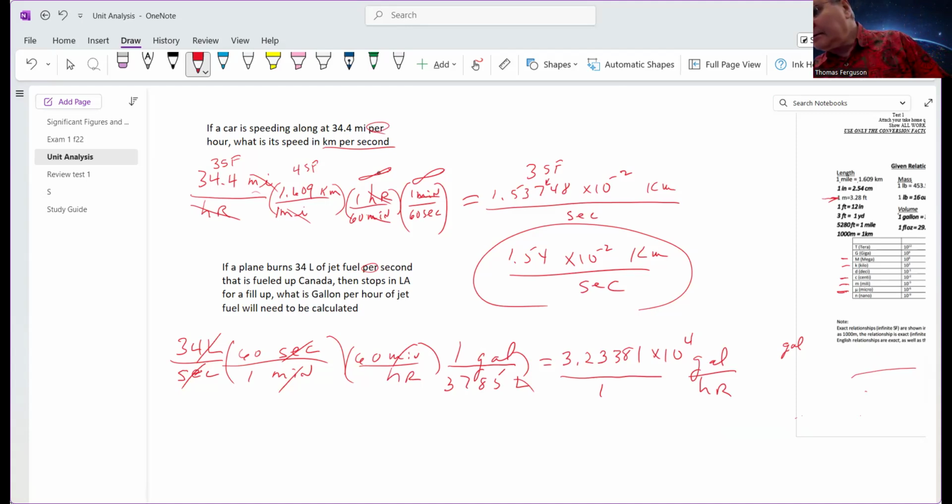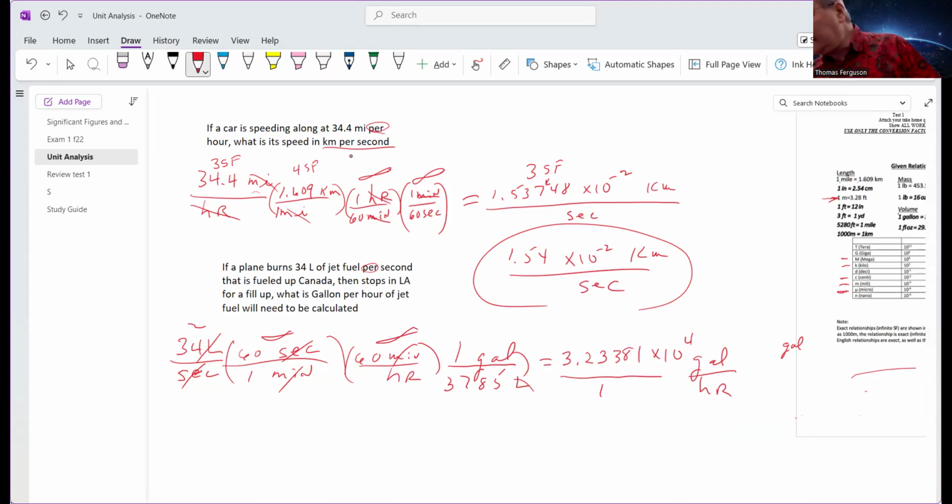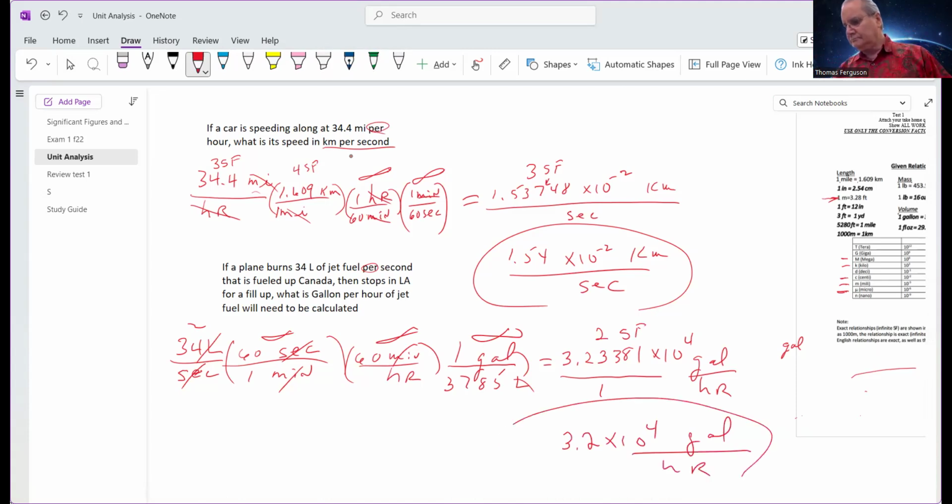We're looking at 2 sig figs. Okay, so we're going to have 2 sig figs in our answer. So we're looking at 3.2 times 10 to the 4th gallons per hour.